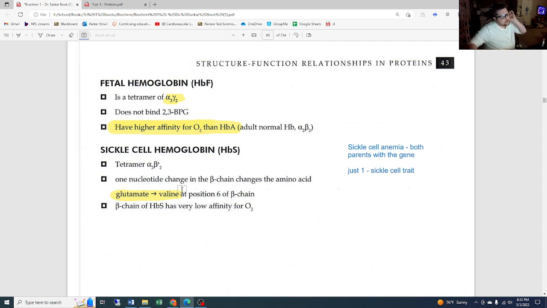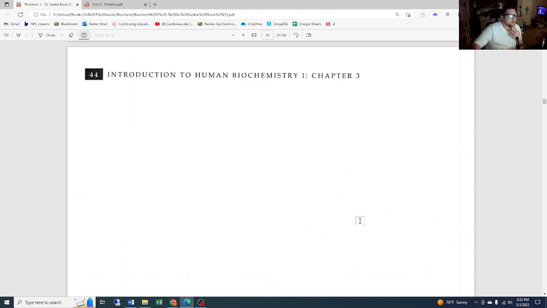But yeah, it makes it harder because it's changed the conformation. We said that any change in the amino acids changes its shape, and by changing its shape, you change its function. So it has a much harder time binding oxygen than it normally should.